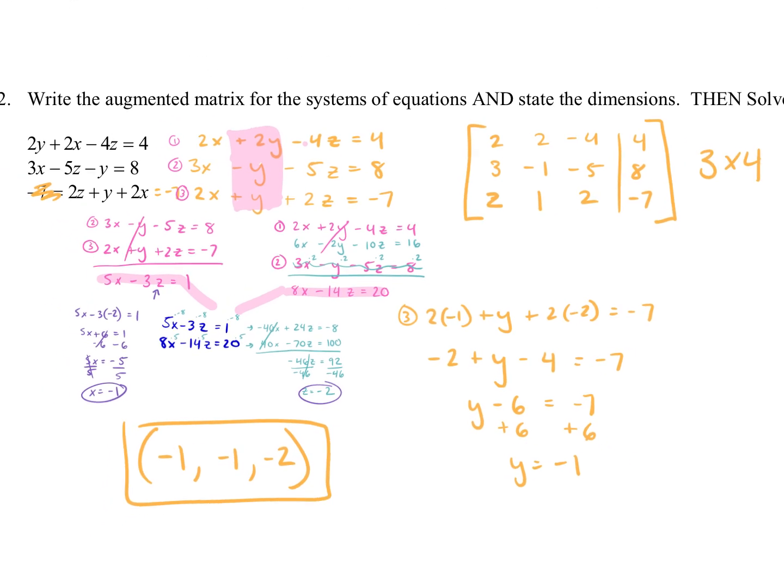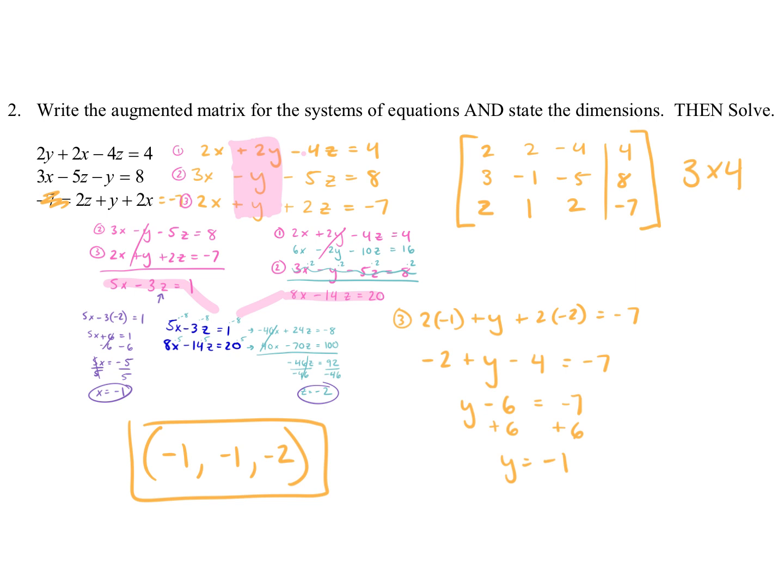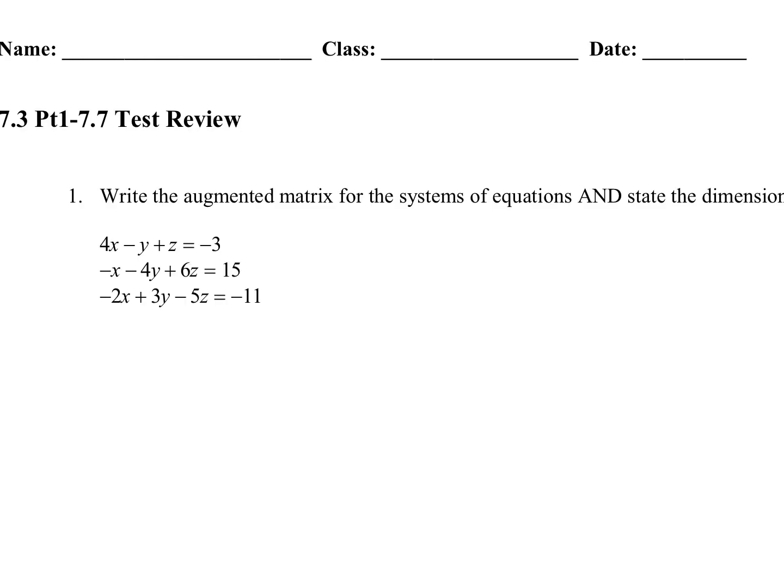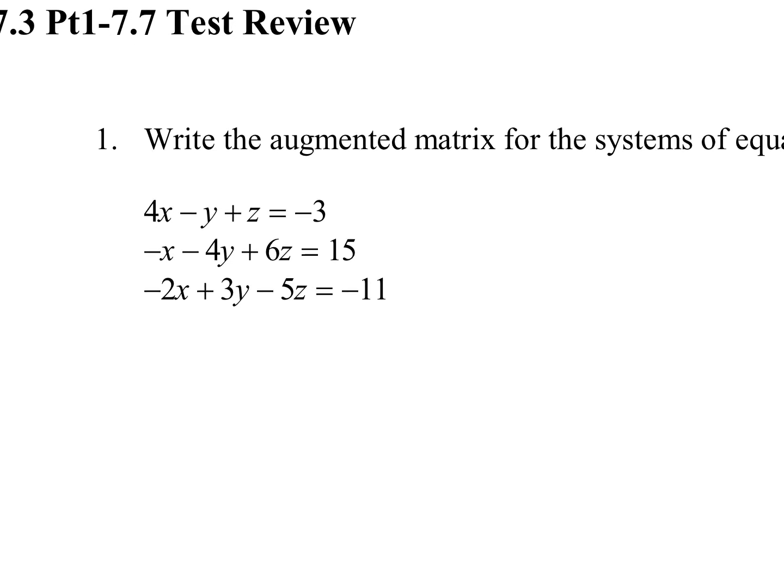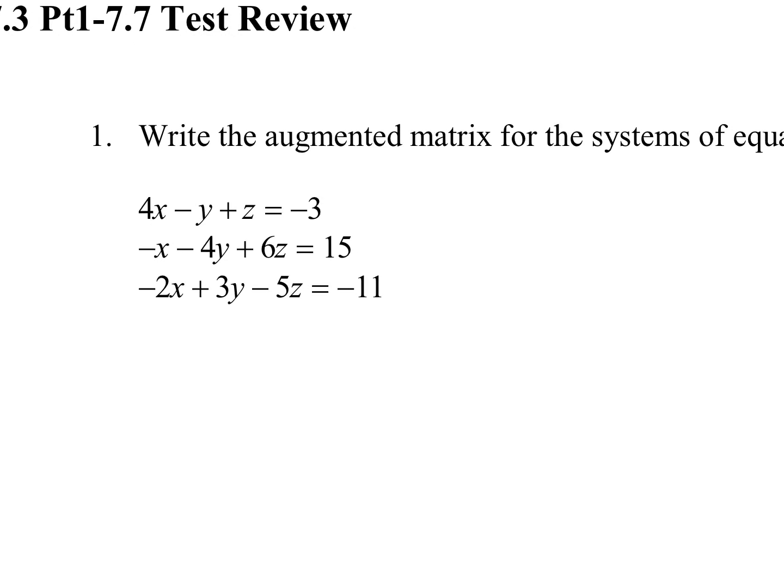So this question kind of had 3 questions in one. We had to write it as an augmented matrix and state the dimensions, and solve. So make sure you know how to do all 3 of these things. Number 1 asks us to write the augmented matrix for the system of equations and state the dimensions and then solve. So the first thing we want to do is make sure that it's in order. We've got our x's, y's, and z's, so it's in order.